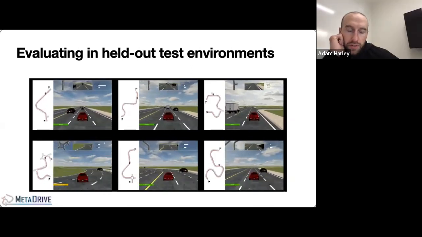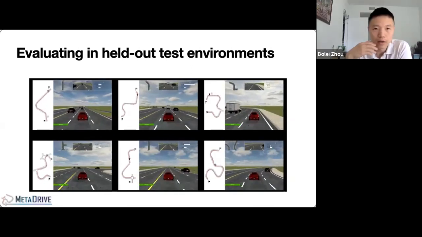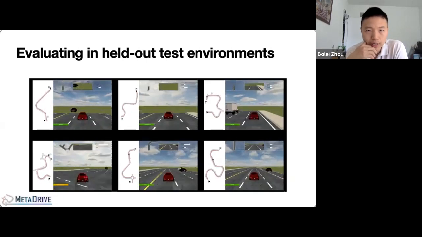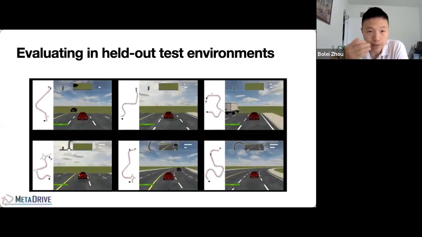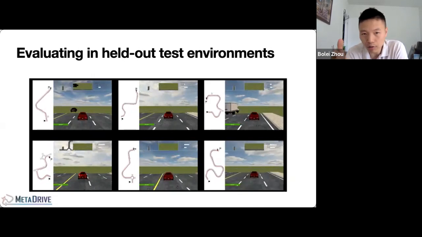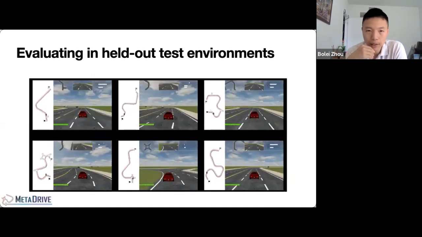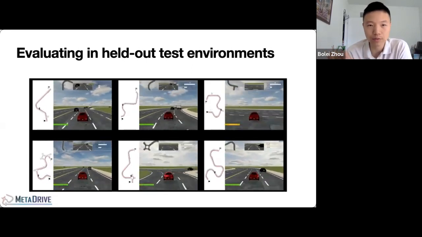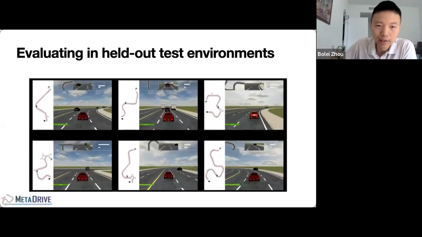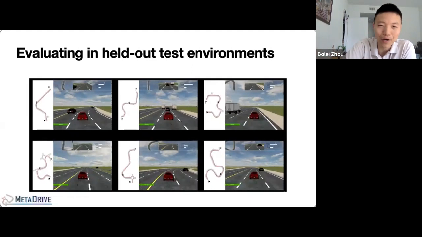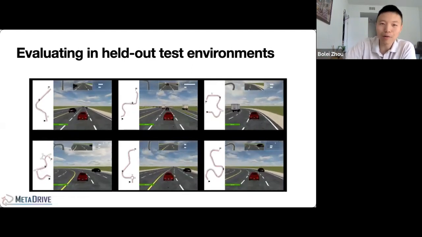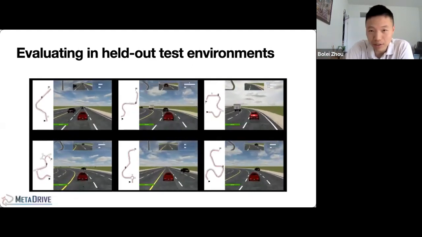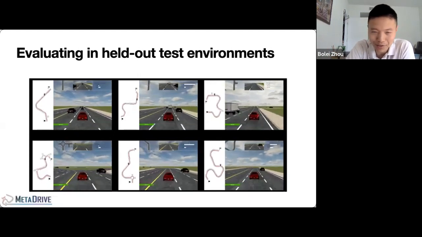Yeah, that makes sense. So here is the evaluation on the held-out test environment. You can see this ego car can reach the destination, but the driving behavior is very conservative. This agent is more like just staying in the same lane because it's the safest way to reach the destination. So how to encourage diversity of the driving behaviors is still an open problem.